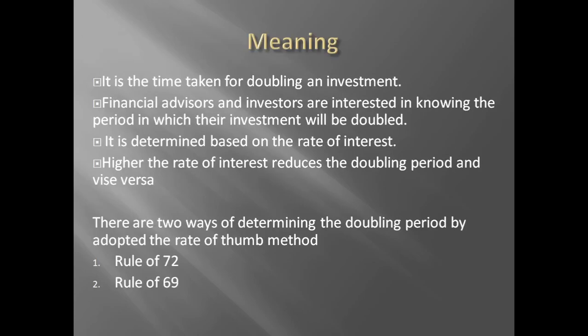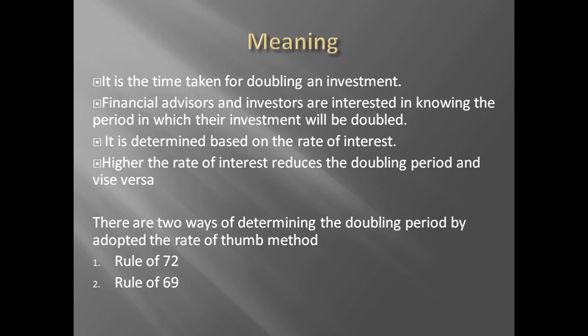Now, we will see what is doubling period. Doubling period is the time taken for doubling an investment. So, the investors are very much interested in knowing the period in which their investment will be doubled. It is determined based on the rate of interest. The higher the rate of interest, the lesser the doubling period. When the rate of interest is lower, the doubling period is more.